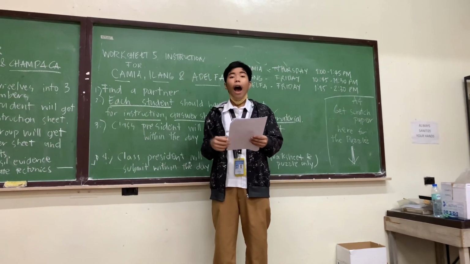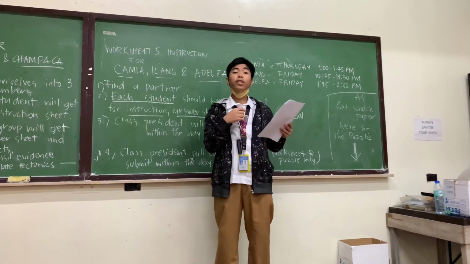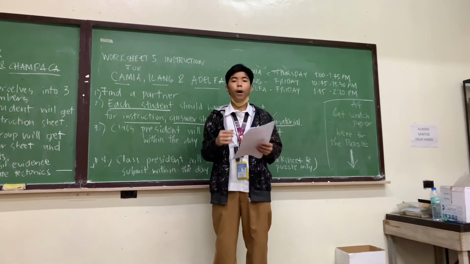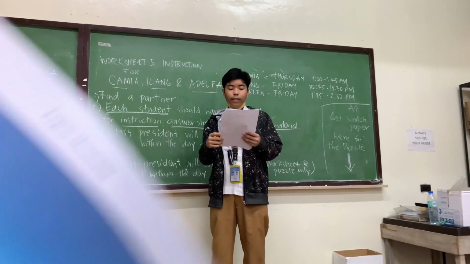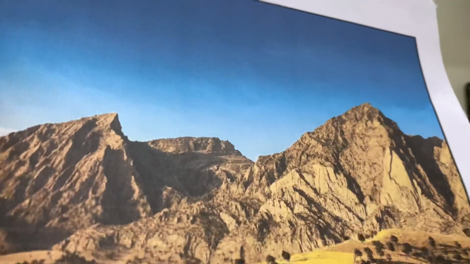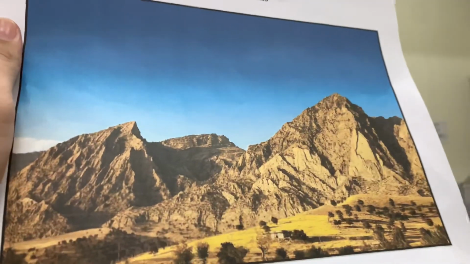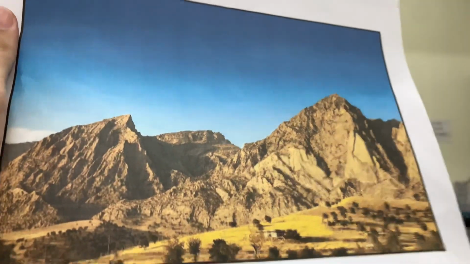Good day everyone, I am Rosal, and in this video, we will discuss all about the Zagros Mountains. The Zagros Mountains is a long mountain range located in Iran, extending for about 1,600 kilometers.